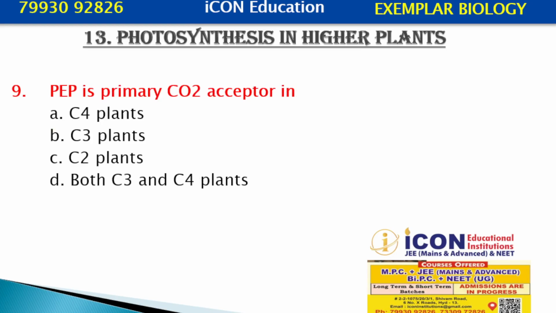Question number 9. PEP is primarily carbon dioxide acceptor in... PEP is phosphoenol pyruvate. Phosphoenol pyruvate is a primary carbon dioxide acceptor in the C4 plants.